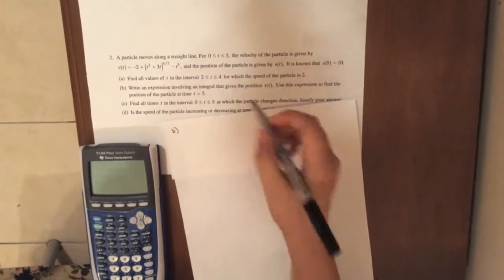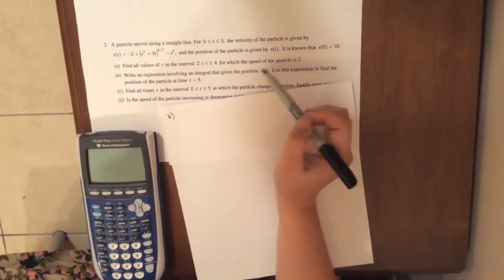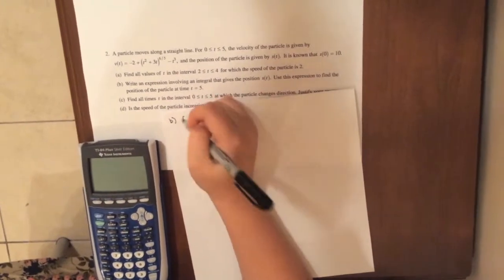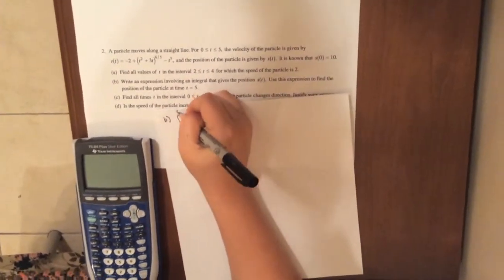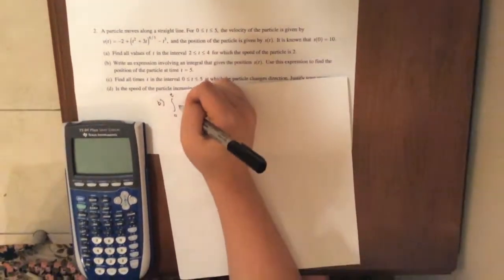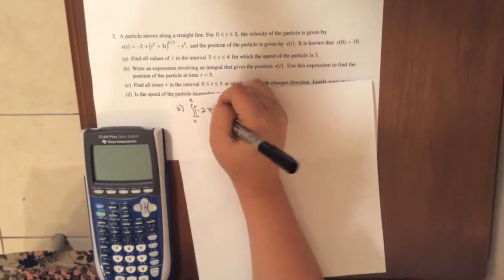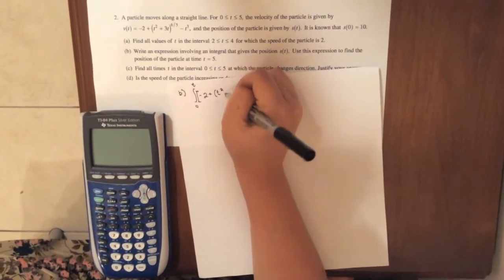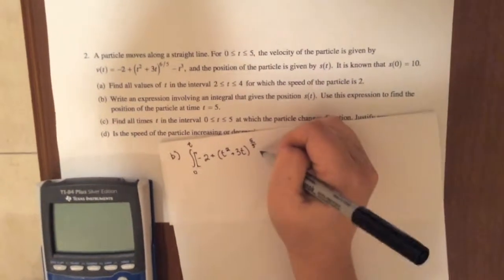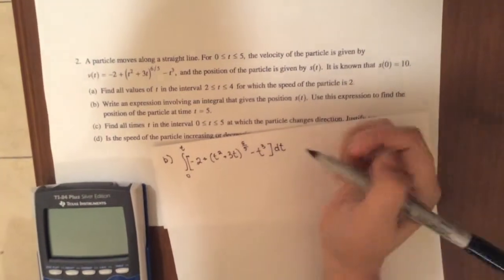First of all, it's asking you for two things. First, let's write the expression which shows s(t). So the expression is the integral from 0 to t of v(t), but you can just copy down the whole thing, plus t squared plus 3t over 5 minus t cubed, dt.